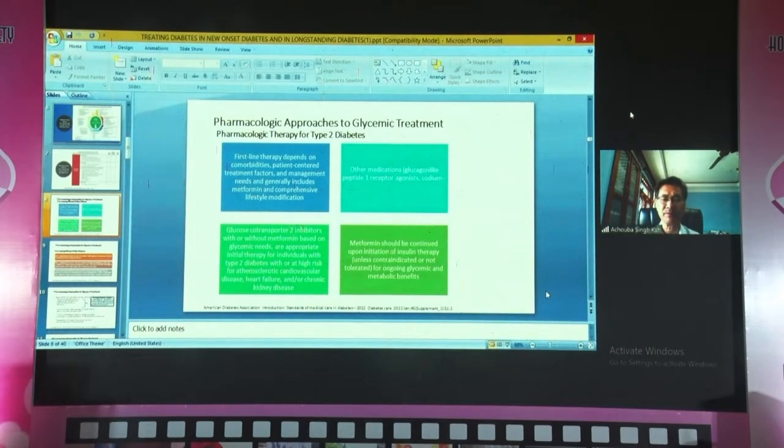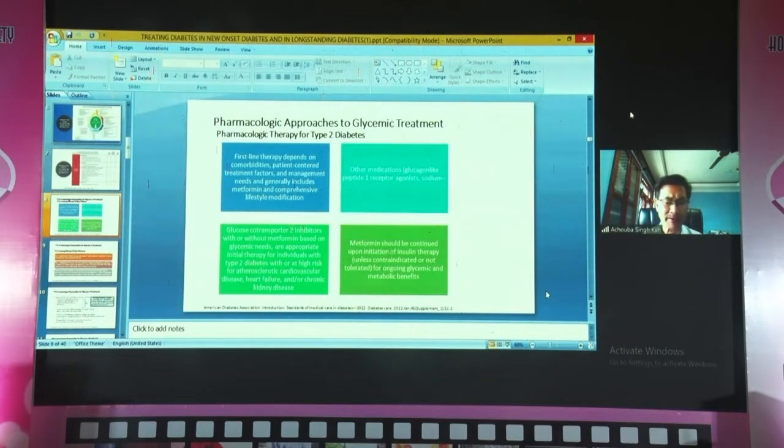Why alternatives? Because at the onset of diabetes, there may be components of many comorbid conditions. The presence of atherosclerotic cardiovascular disease makes things different because the preference is given to the SGLT2 inhibitors or GLP-1 receptor agonists. Already the properties were highlighted by probably Dr. Kaushik, who already talked about all these SGLT2 inhibitors.